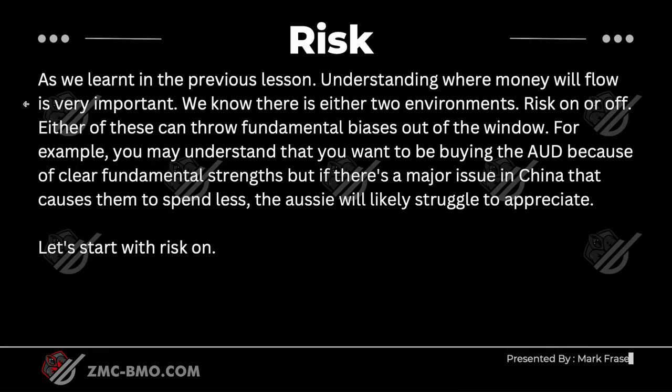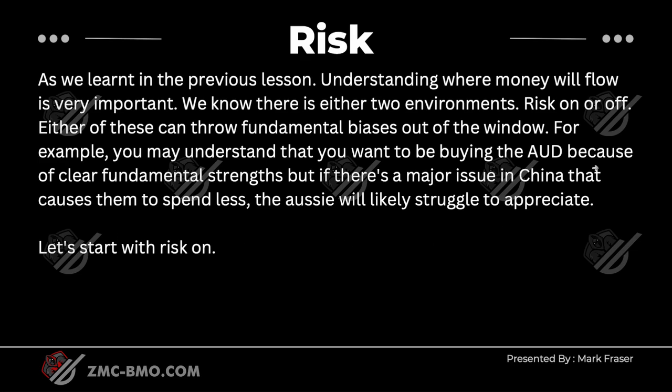As we learned in the previous lesson, understanding where money will flow is very important. We know there are two environments, risk on or risk off. Either of these can throw fundamental biases out the window. For example, you may want to be buying the Australian dollar because of clear fundamental strengths, but if there's a major issue in China that causes them to spend less, the Aussie will likely struggle to appreciate.